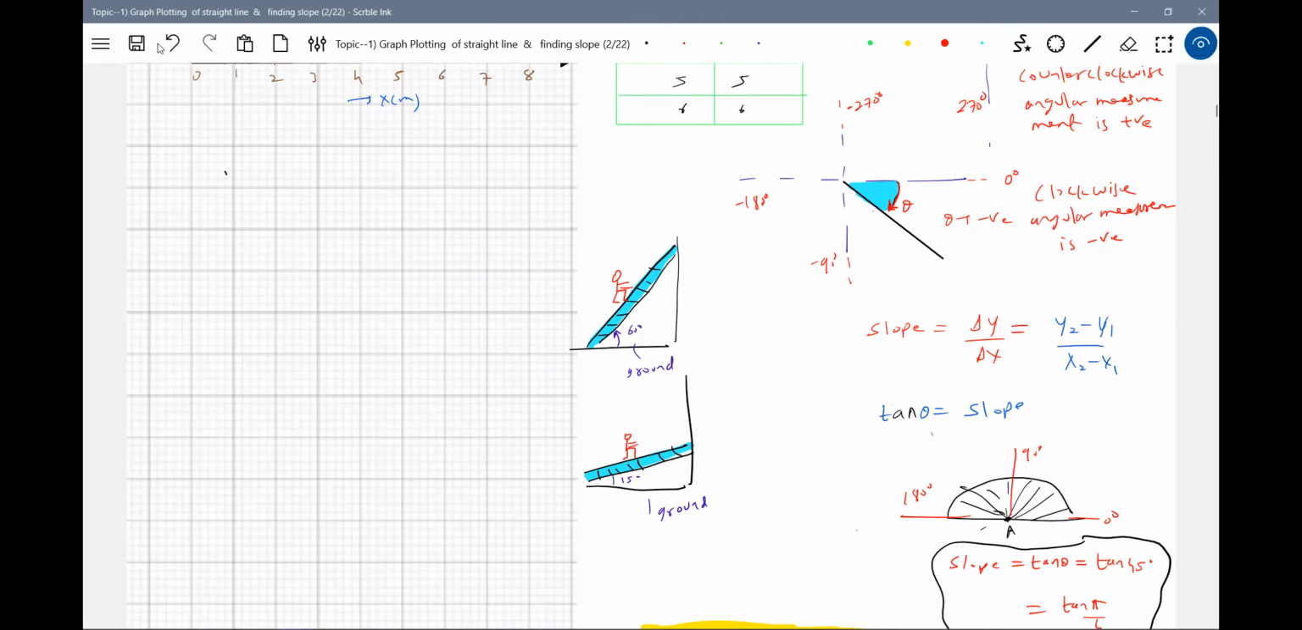Definitely, what will this person say? It is more steeper, no? You'll say that one is less steeper. So it will make less angle, and this will be more steeper. The ladder here is more steeper, we say. The other ladder is less steeper.